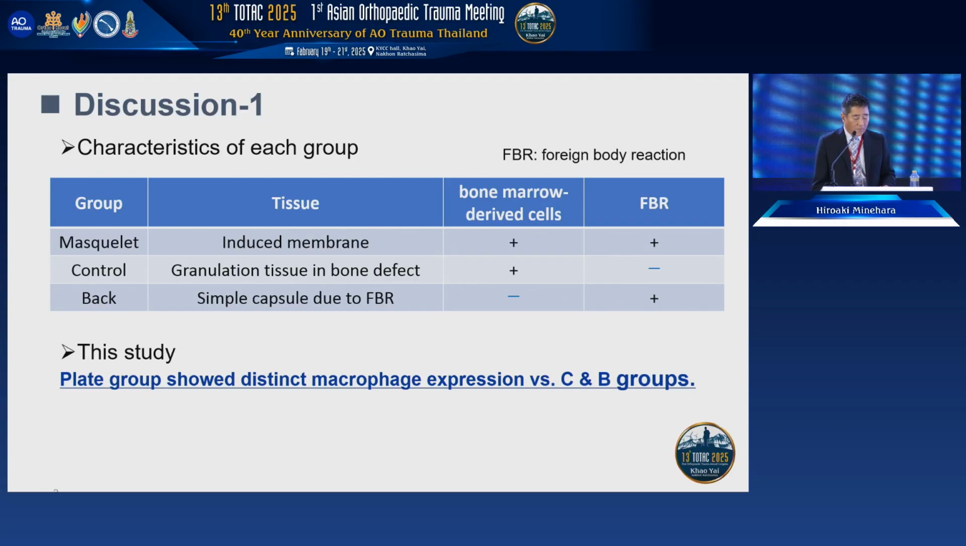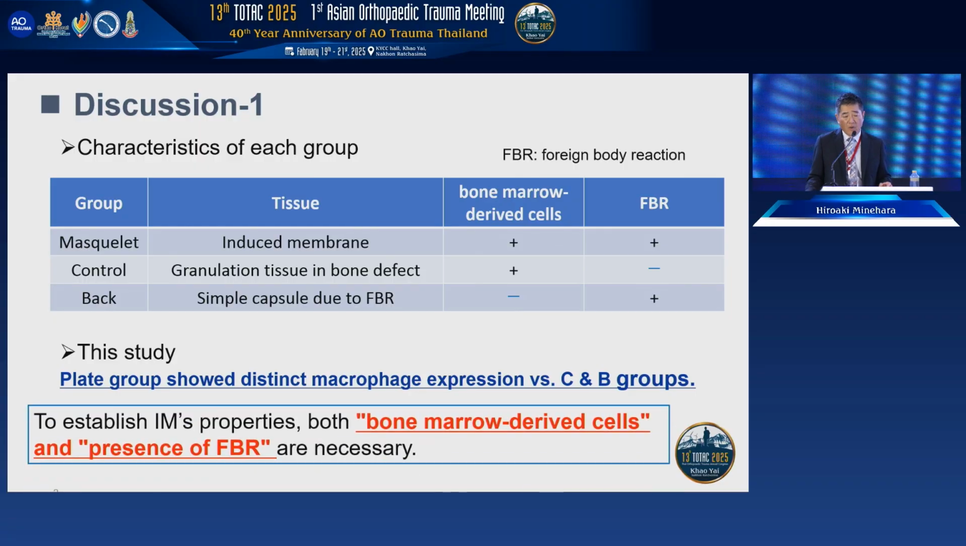So, discussion. You check the characteristics of each group's Masquelet technique. You created an induced membrane having bone marrow derived cells and a foreign body reaction. The control group only has bone marrow derived cells. The bag group only has a foreign body reaction. So this study tells that the plate group showed a distinct macrophage expression versus the control and bag groups. So to establish induced membrane properties, both bone marrow derived cells and the presence of foreign body reaction are necessary.